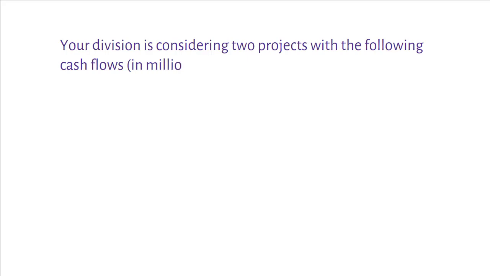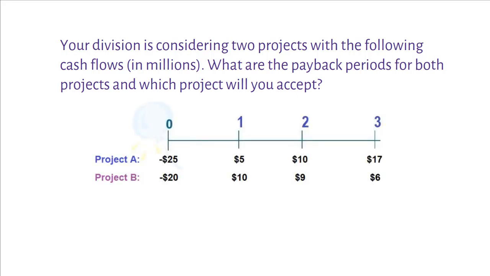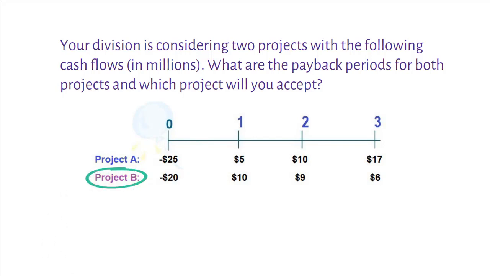Here is an example. Your division is considering two projects with the following cash flows in millions. What are the payback periods for both of the projects, and which project will you accept? I will show the calculation for project A, and you can try project B on your own.